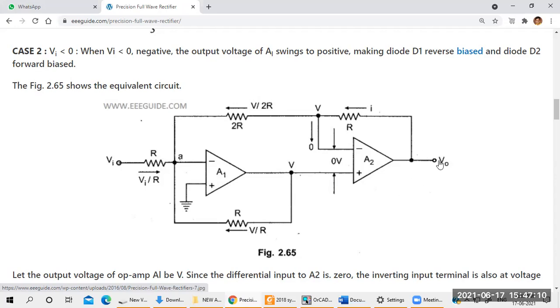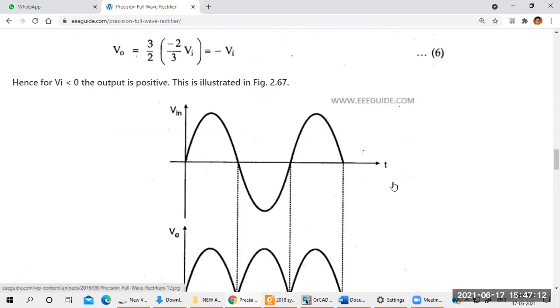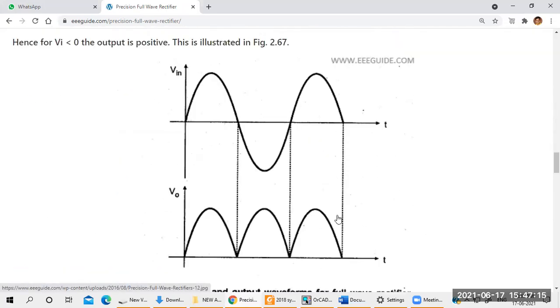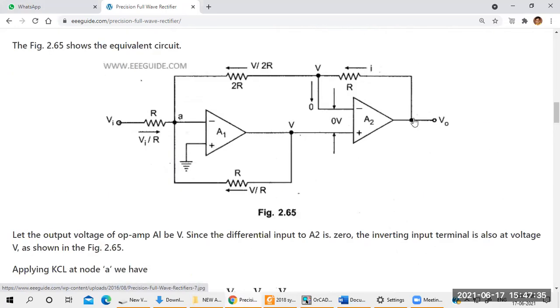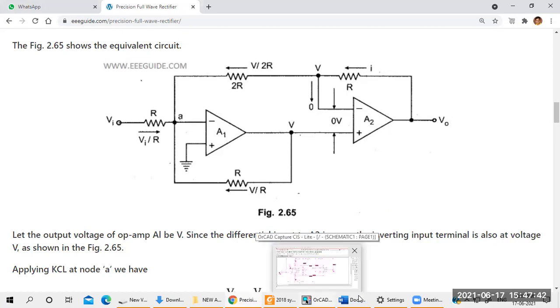Same thing we are going to show in waveform. When the input is positive here, what is the output? Positive. When the input is negative, again the output is positive. Like that we'll get a precision full wave rectification. Wherever negative is there, we want to convert it to positive from the second op-amp, that is the summing amplifier. Understood? Same thing we'll discuss in simulation here.